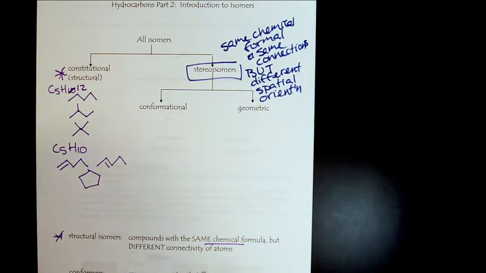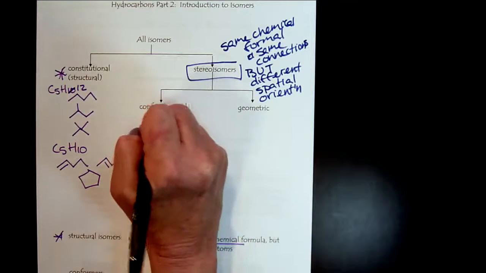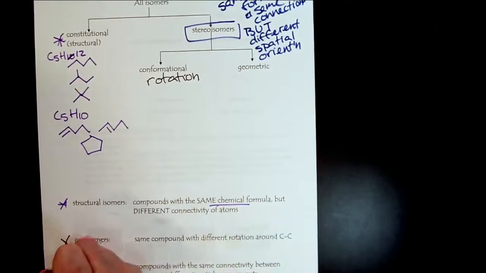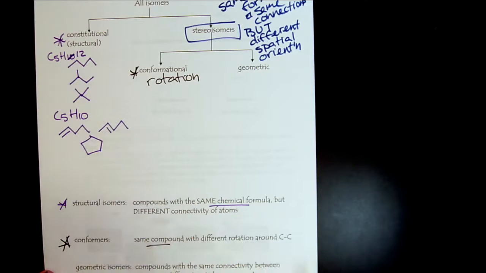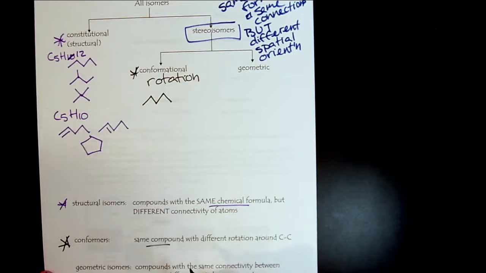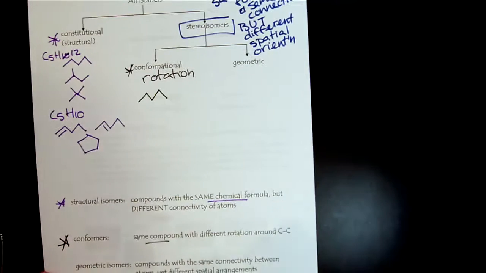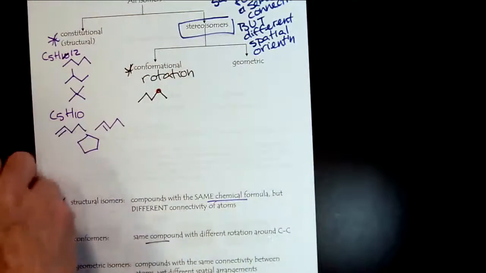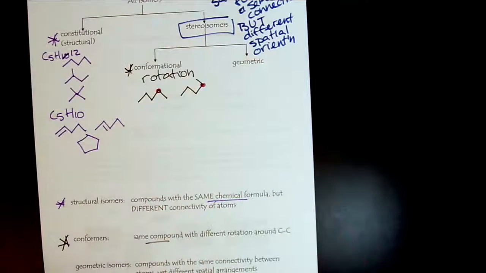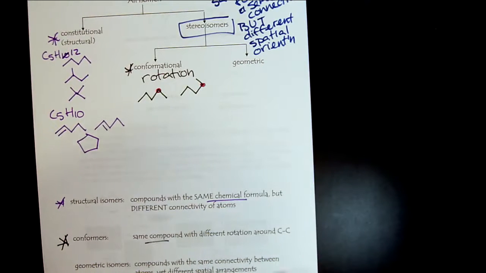The first one is conformational. This is all about rotation. When we look at conformers, here's our definition: they're actually the same compound with different rotations. So there's our C5H12, and if we focus right here, we could rotate. There is still C5H12 and it's still pentane, but these would be considered conformers.